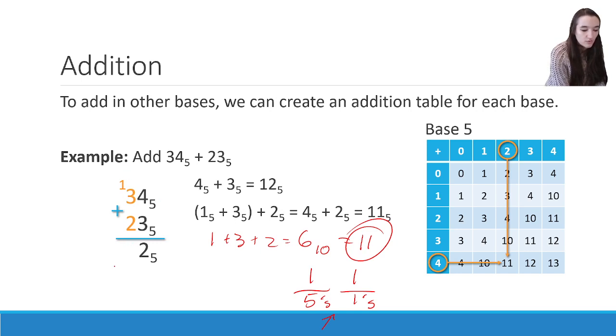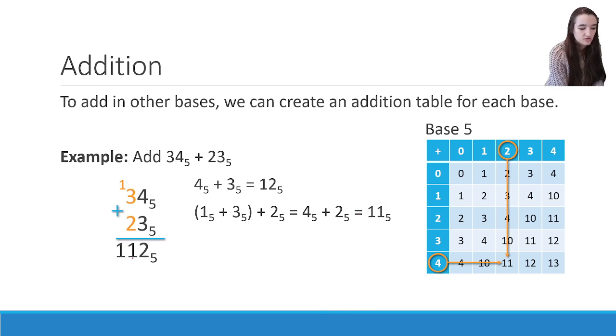So now, when I add all of this together, I get 11, and there's no column to carry the 1 to, so I just put the 11 there like I would in normal addition. And so my answer ends up being 112 base 5.